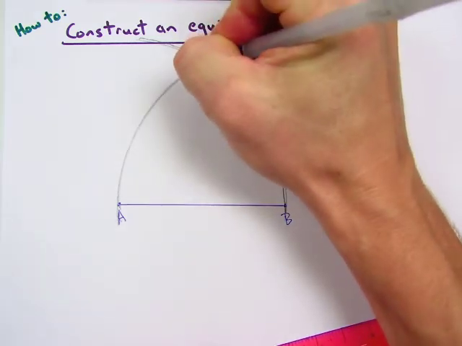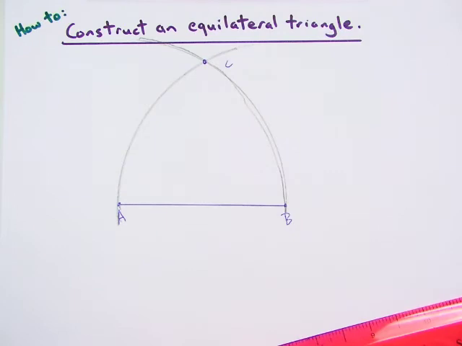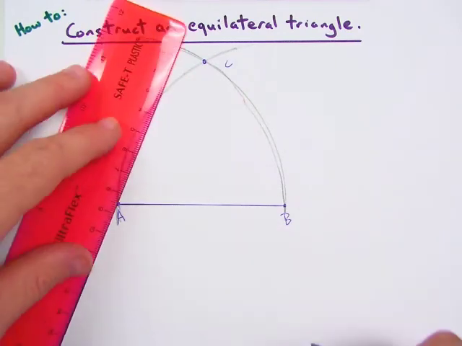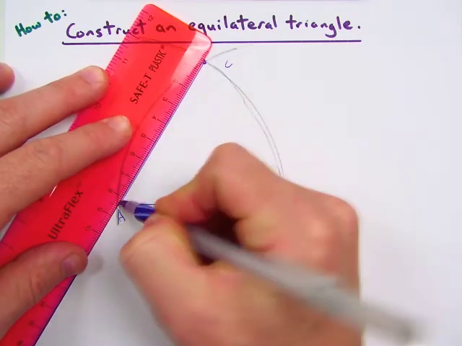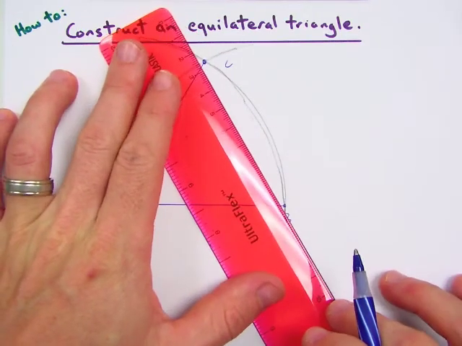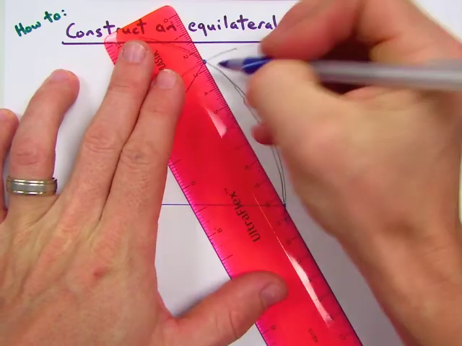We'll label the intersection point C. And then we'll draw segments AC and CB.